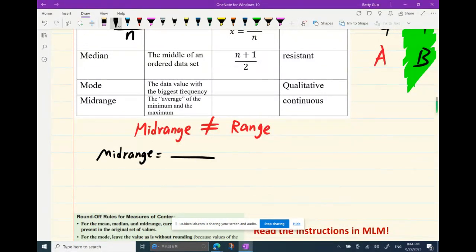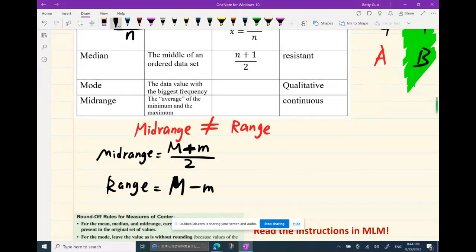Mid-range of a data set is the maximum value plus the minimum value, divided by 2. In other words, mid-range is the average of the maximum and the minimum. And range instead is defined as the maximum minus the minimum. They both use the maximum and minimum, the two extreme values, but they are very different. The important thing is we know the difference.